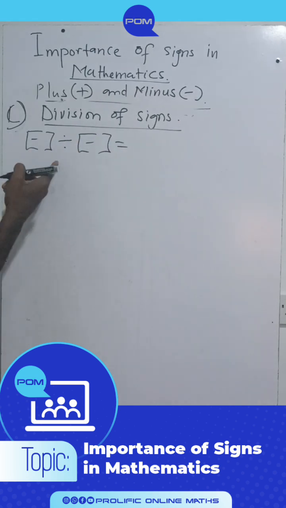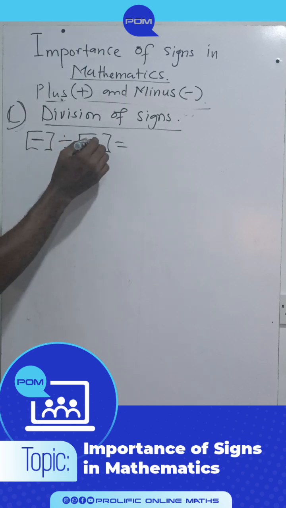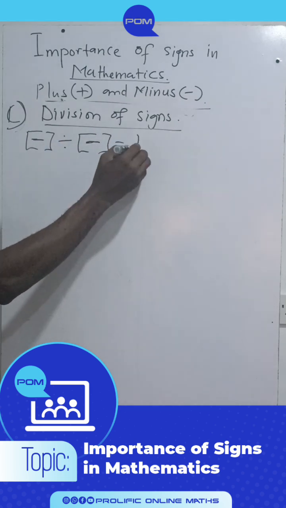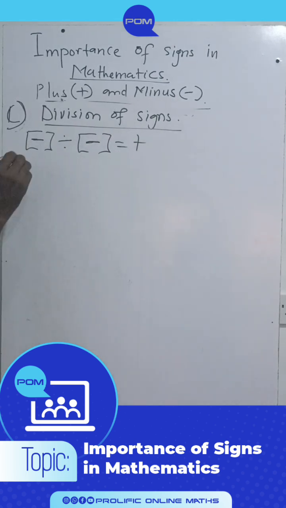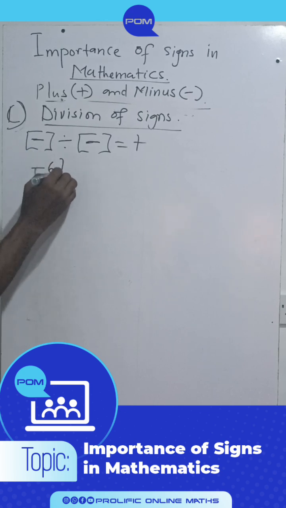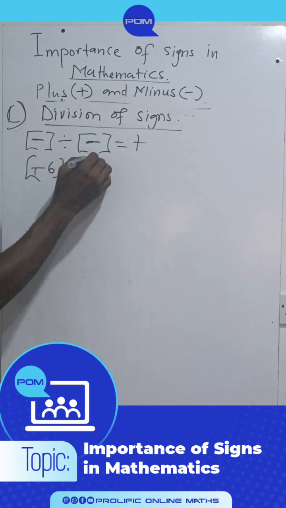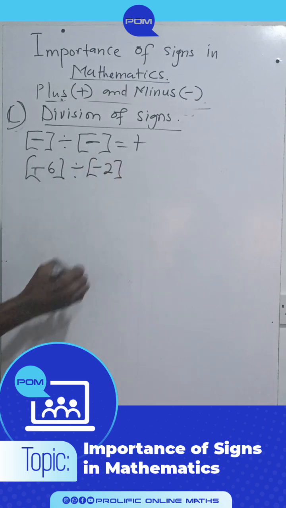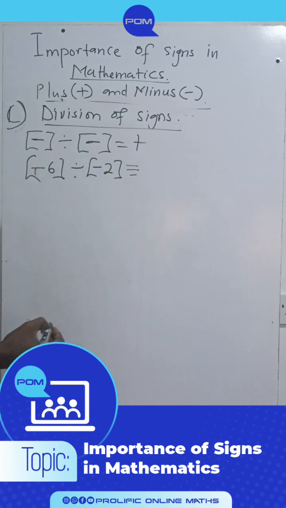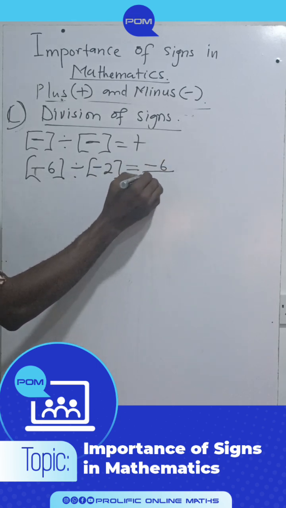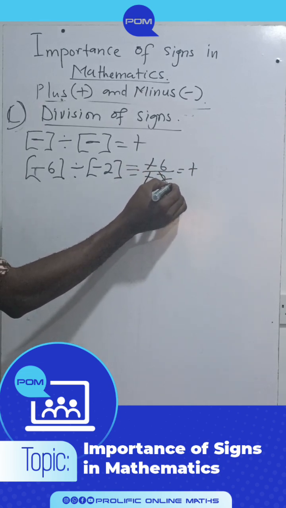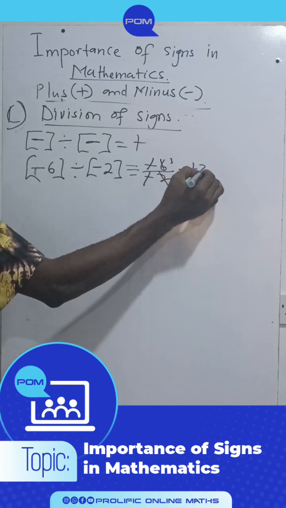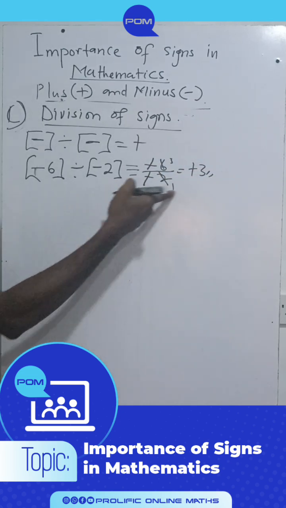Whenever a negative sign divides a negative sign, the result will give you a positive. A negative sign divides a negative sign, the result will be what? Positive. By implication and application, what is being said is that we have minus 6 divided by minus 2. This also can further be expressed as negative 6 all over negative 2. When negative divides negative, it will give you positive. And 2 here, 3. So you are going to have positive 3. That's how we solve this problem.